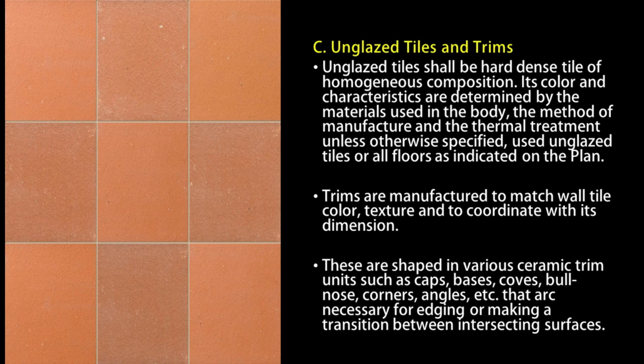Unglazed tiles and trims. Unglazed tiles shall be hard dense tile of homogeneous composition. Its color and characteristics are determined by the material used in the body, the method of manufacture, and the thermal treatment. Unless otherwise specified, use unglazed tiles for all floors as indicated on the plan. Trims are manufactured to match wall tile color, texture, and to coordinate with it in dimension. These are shaped in various ceramic trim units, such as caps, bases, covers, bullnose, corners, angles, etc. that are necessary for ending or making a transition between intersecting surfaces.